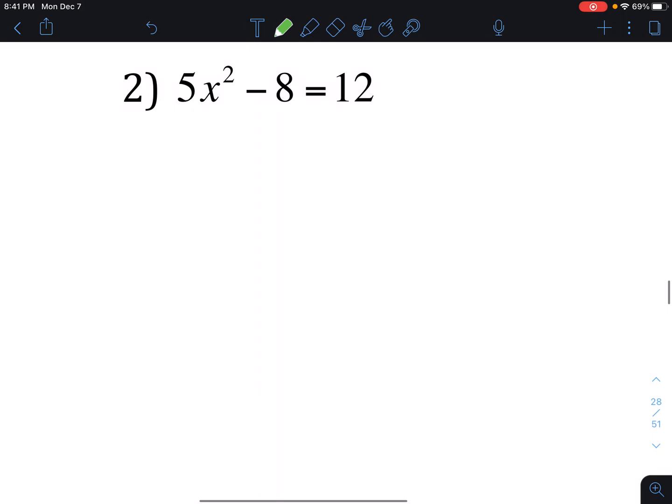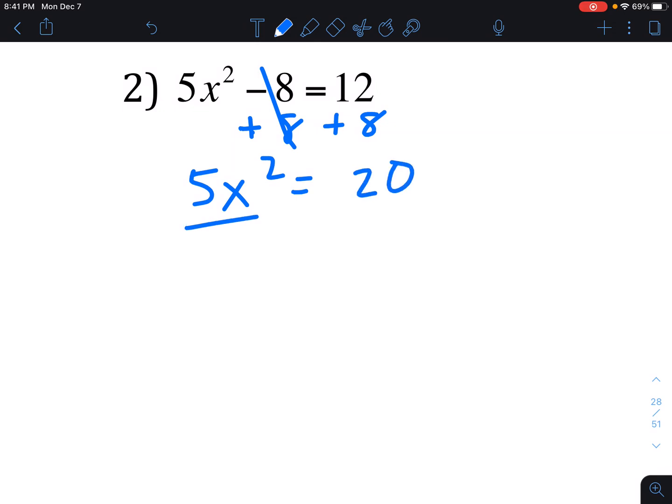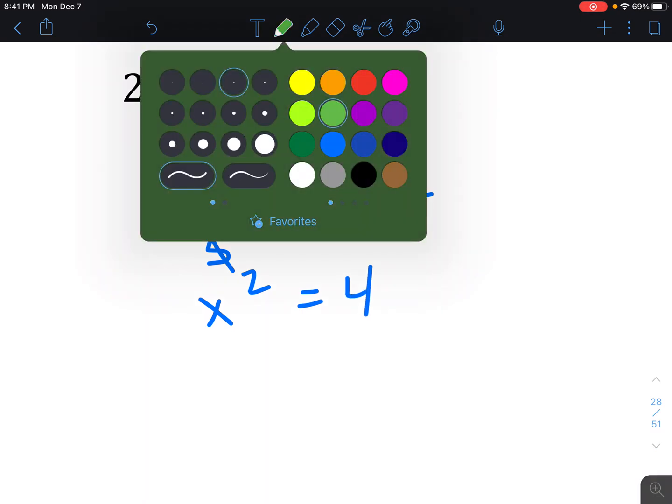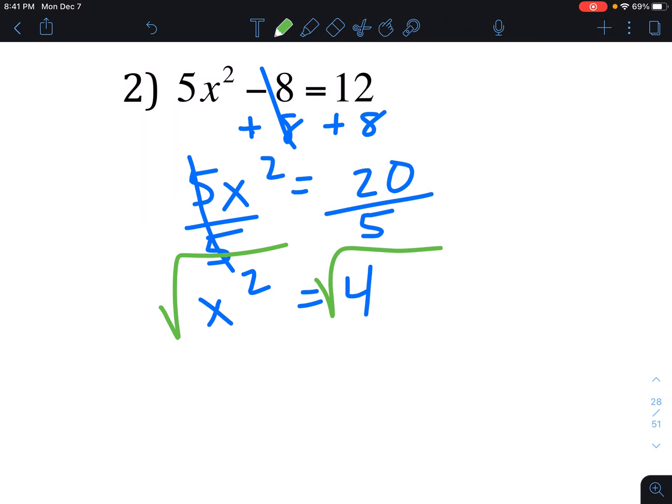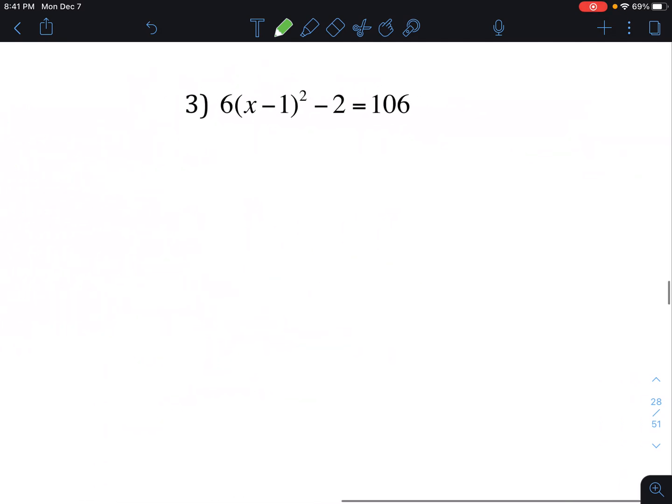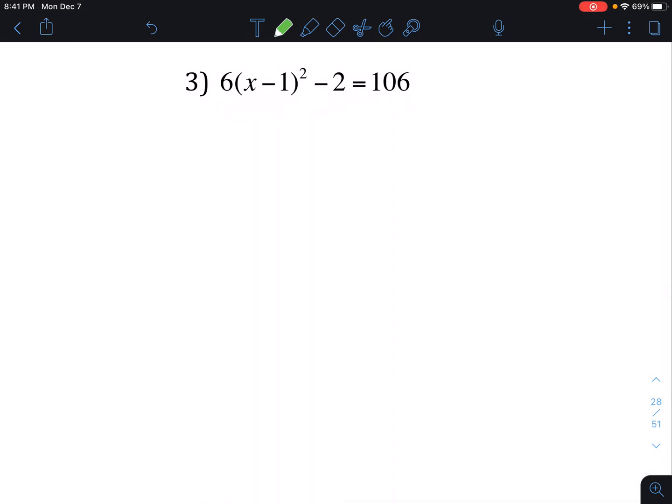Number 2, try this one out on your own. Okay, first thing you should have done was add 8 to the 12. Then divide by 5. Then square root. All right, so we got x squared by itself, square root both sides. X equals, got to throw in your plus minus, and square root of 4 is 2. Your two answers are 2 and negative 2. And then finally 3. Try this one out on your own. Good luck.